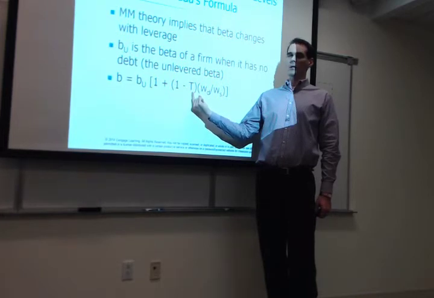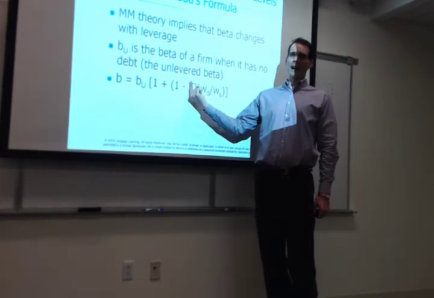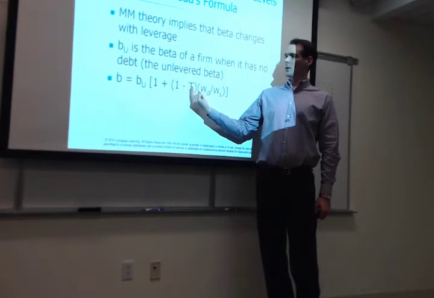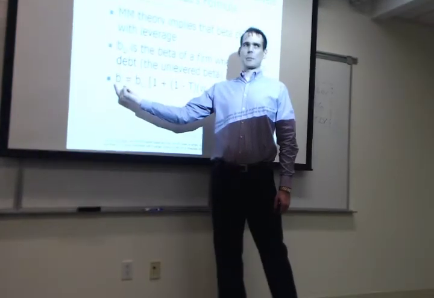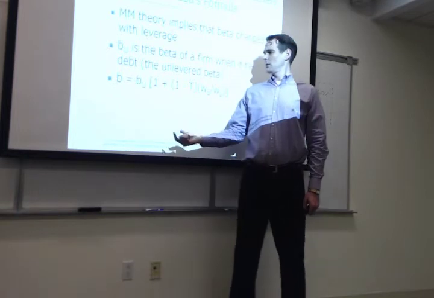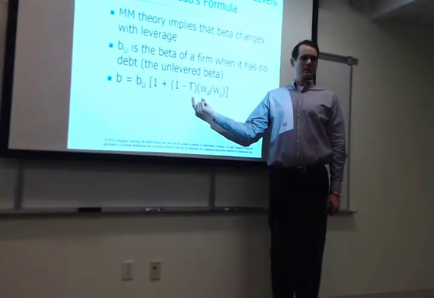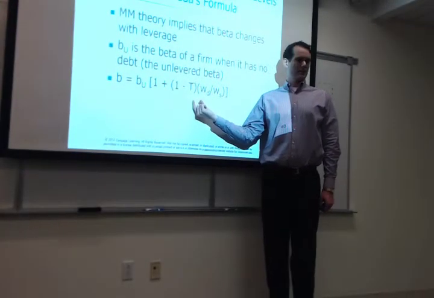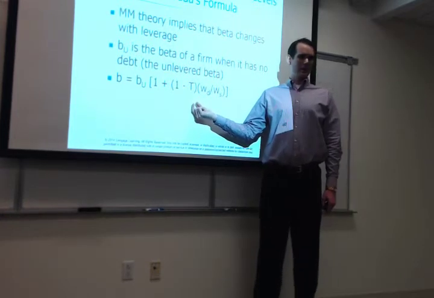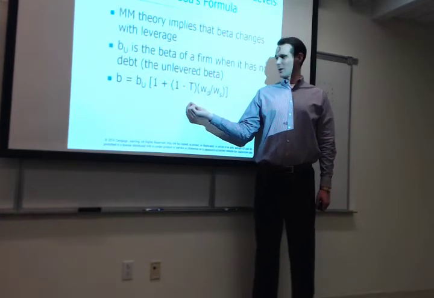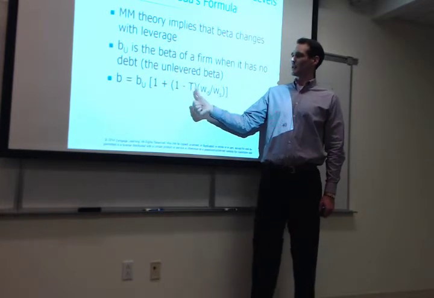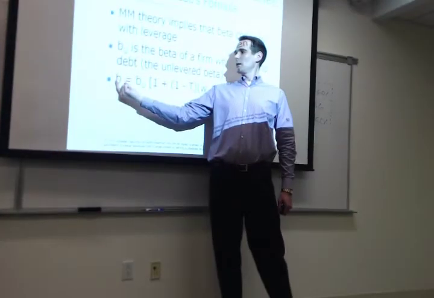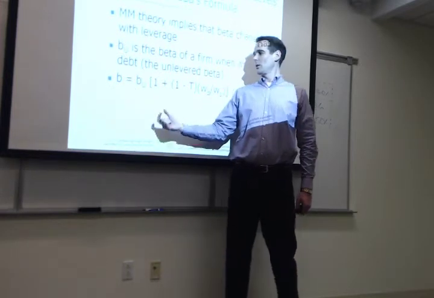1 minus the tax rate. So the higher the tax rate, would that mean a higher or lower levered beta? All right, I know it's late at night. I'll try this one more time, and then I won't hold it against you if I have to give you the answer. So if this tax rate gets higher, is that going to result in a higher or lower beta?